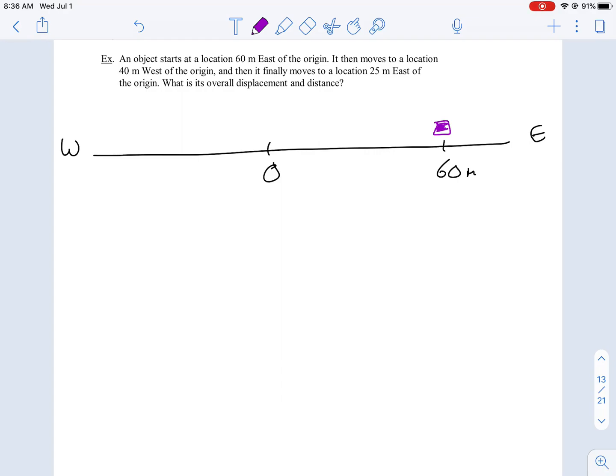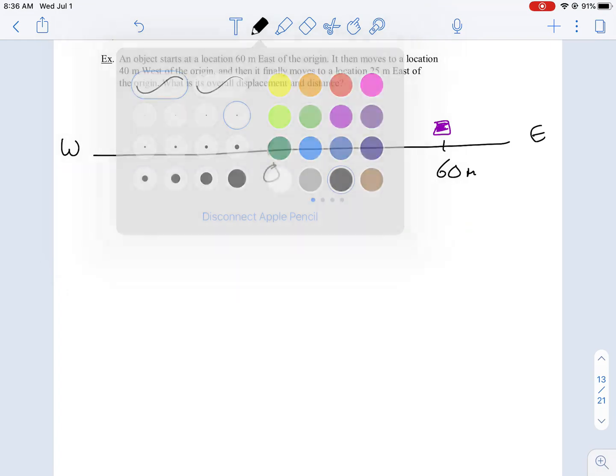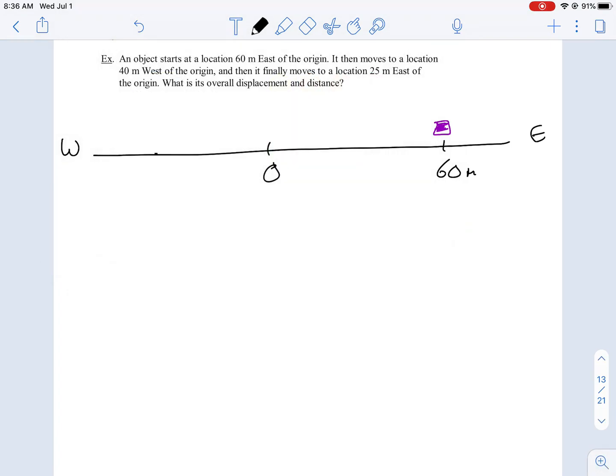This is where it started. Please understand, it didn't move 60 meters east. It started at this position. Now it's going to start moving. Then it's going to go to a location 40 meters west. So let's put that on here. Here's 40 meters west of the origin.